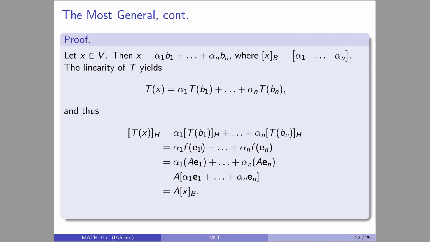What do we know about f of e1? Well, we've got its standard matrix representation. We know that that's A times e1. I can now factor A out of the whole thing, and now we've got this linear combination, but this is precisely the vector that's got alpha 1 in the first spot, alpha 2 in the second spot, all the way to alpha n, so it is x, and there we go. That is indeed the matrix we're looking for.